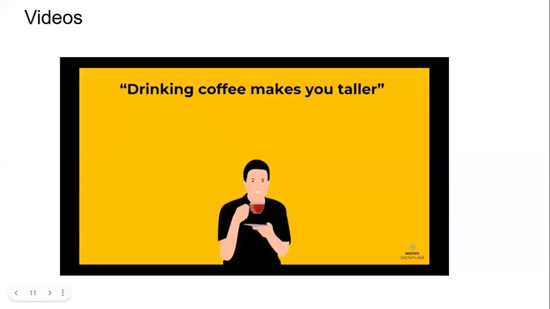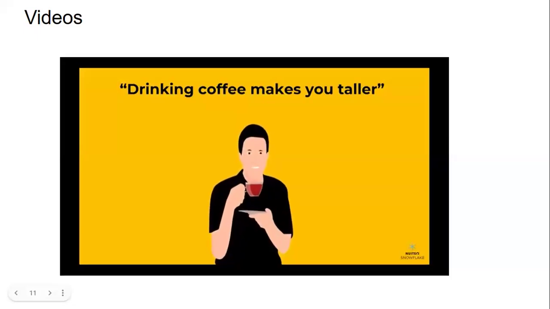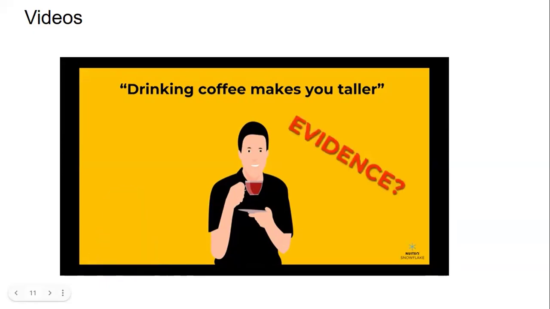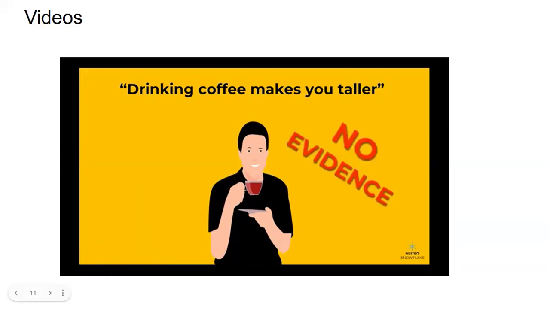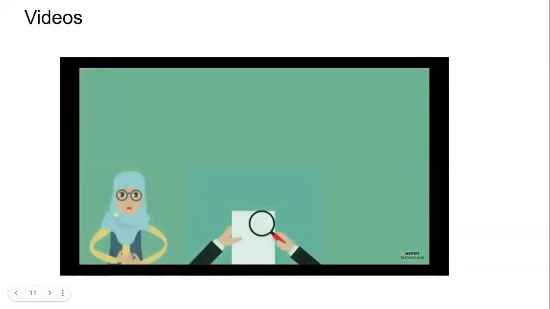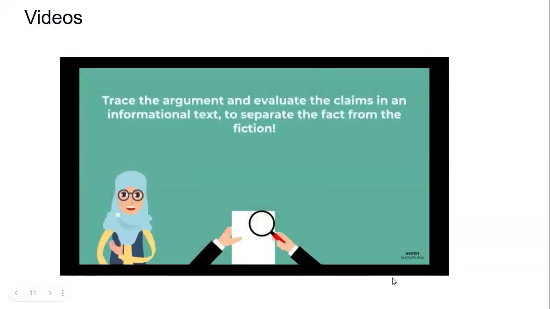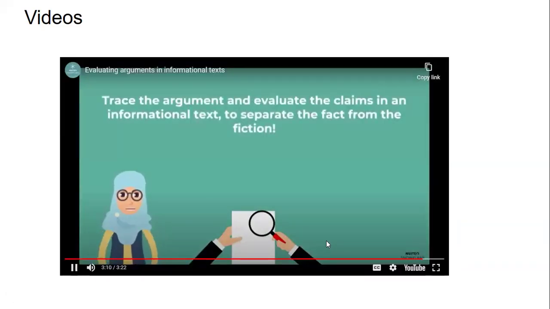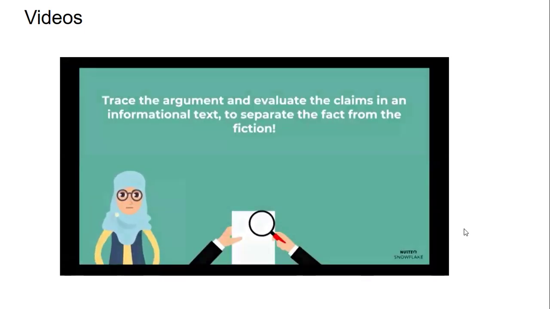Example number 2. Drinking coffee makes you taller. This one is a little more, out there. But let's evaluate it anyway. Is there any evidence to support this claim? No, there isn't. So, we can be skeptical of this claim. So, there you have it. By tracing the argument and evaluating the claims in an informational text, you can separate the fact from the fiction. And, who knows, you might even learn something new along the way.